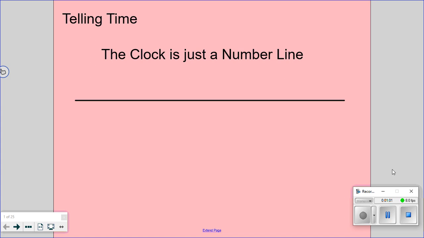And then I want you to think about what that sentence means. We're going to talk about that. So you're writing these two things down, and then we're going to talk about that sentence. The clock is just a number line. What do you think that sentence means? The clock is just a number line. What do you think that means? Mason, what do you think that means?